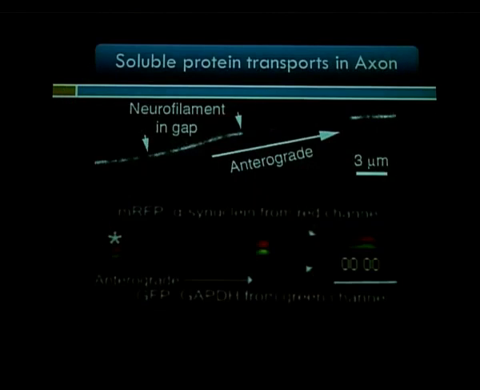Now this is what people have shown earlier, where the soluble... sorry, I think I forgot to link up the movie, it will not play.